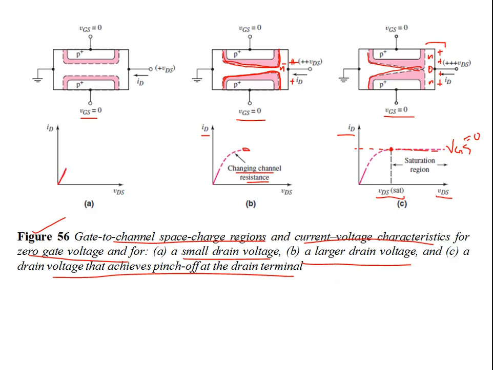So if the transistor is biased such that VDS is greater than VDS sat, then the transistor is in the saturation region, and the drain current of the JFET is independent of VDS. So this is the saturation region. This is the ohmic region or the linear region, and this is the cutoff region. Okay, that's all.